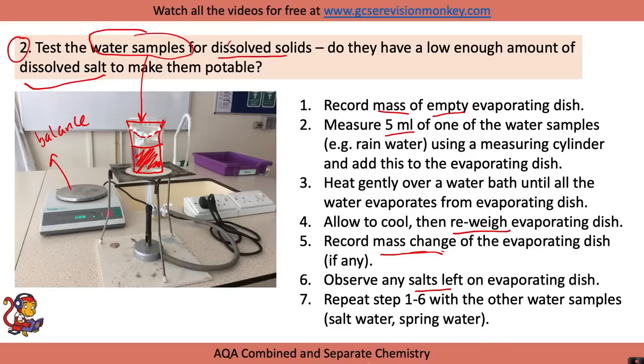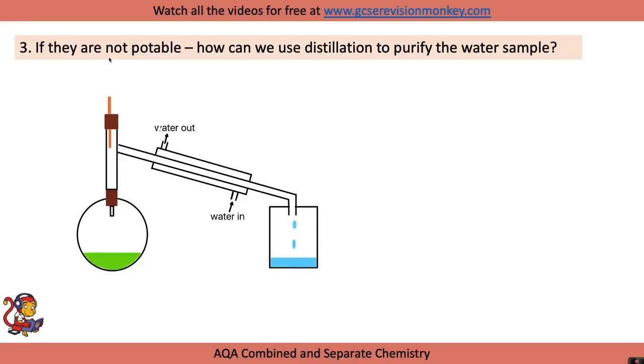So when you look at your results, just because one of the samples may have a low amount of dissolved solids, a low amount of dissolved salt in this case that we're looking at, it might not mean that it is still potable, even if it passes the pH test and the low amount of solids. You would have to make sure that it has a low enough amount of dissolved microbes. So if your water samples are not potable, you can use a process called distillation to purify the water sample.